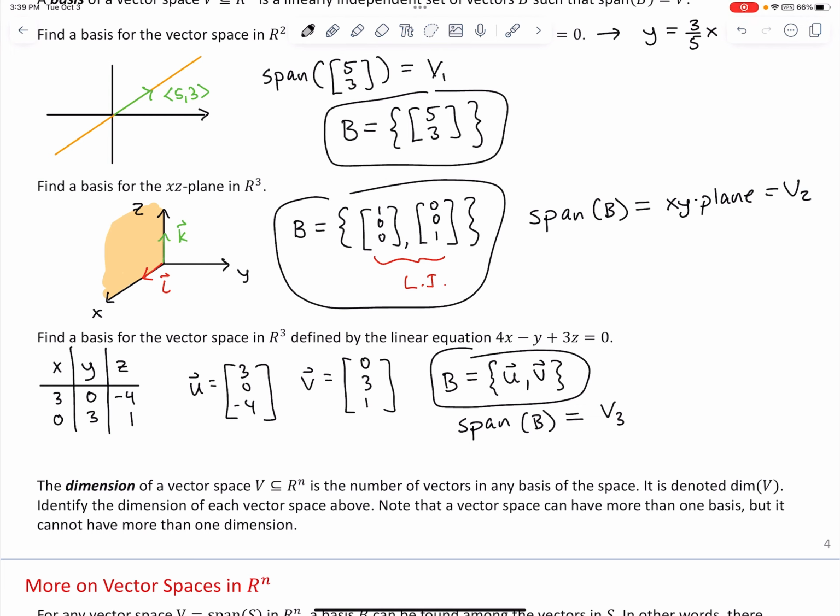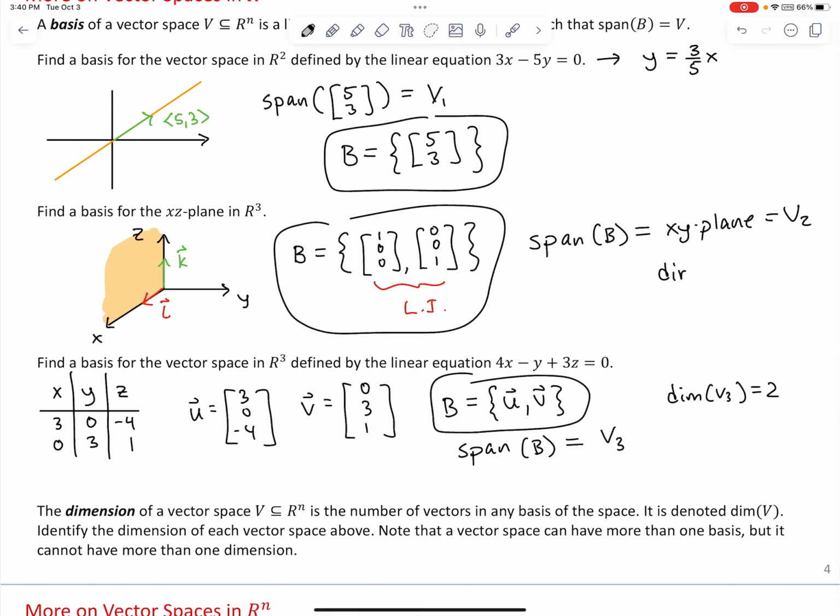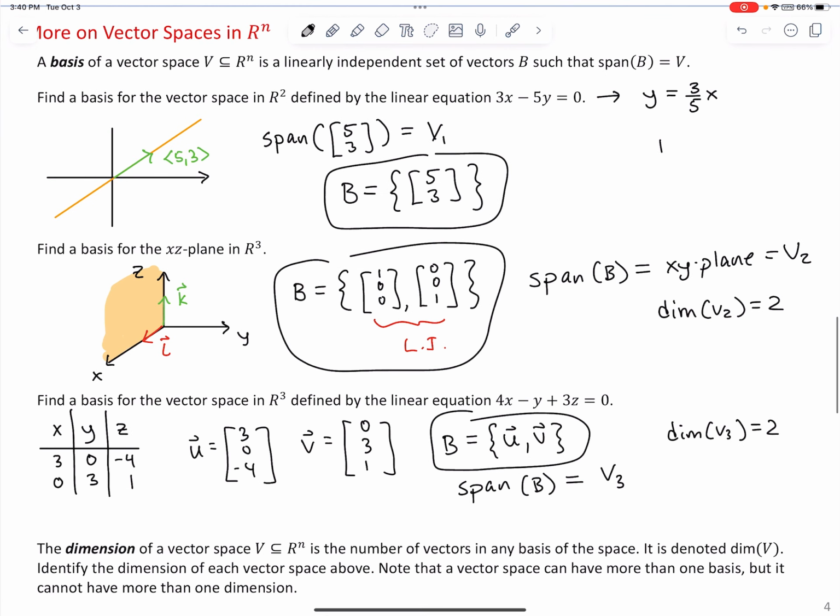So just working backwards, for our third vector space, we found two vectors that form a basis. So we say that the dimension of this third vector space is going to be 2. Every single basis for this vector space will need to have two linearly independent vectors in it, but there are multiple choices of the two vectors. In our second example, the dimension of this vector space will also be 2, because its basis also has 2 vectors in it. And in our first example, the dimension of this vector space is going to be 1, because we only needed 1 vector in its basis. Okay, let's go to the next page.